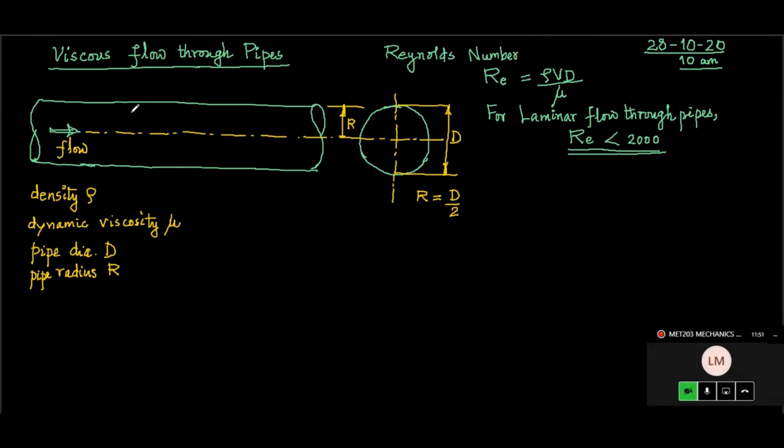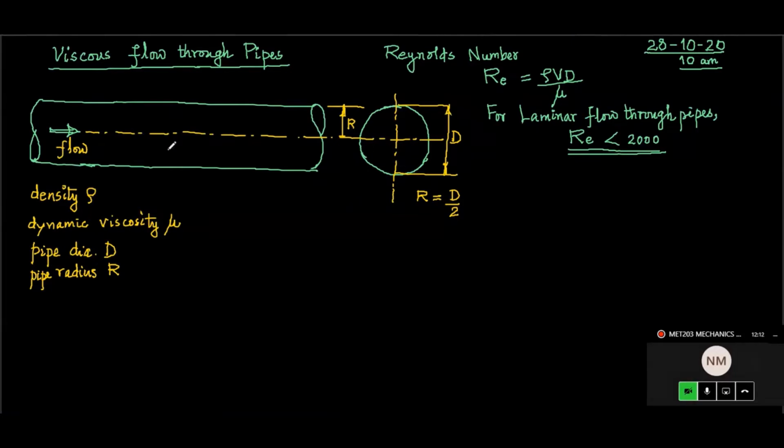So consider a circular pipe like this. Symbolically, it can be represented like this. So this is the flow direction from left to right. And the radius of the pipe is capital R and diameter capital D. The circular cross section is shown over here.